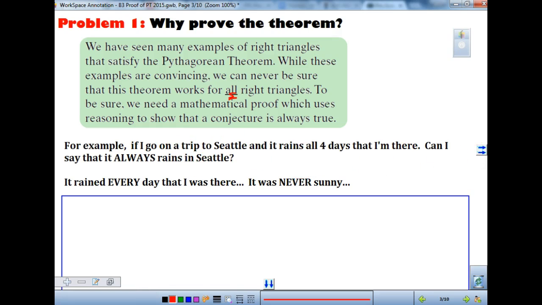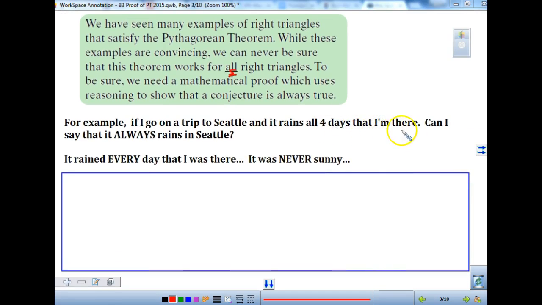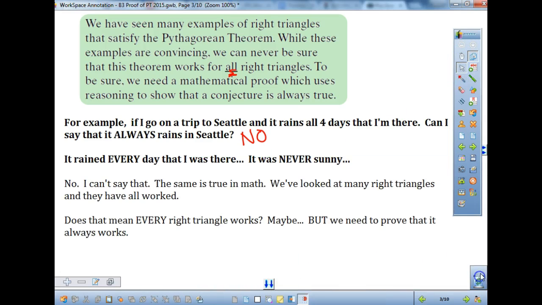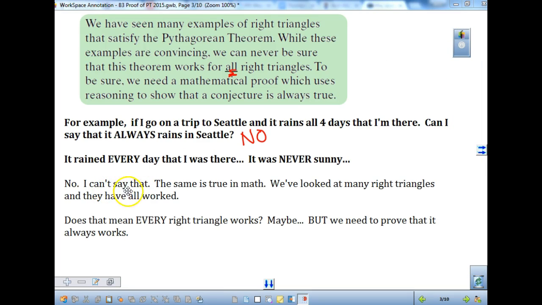For example, if we go on a trip to Seattle and it rains for 4 days that I'm there, can I say that it always rains in Seattle? We should say no, we don't think so. And it rained every day that I was there. It was never sunny. This is what I want you to write down in your notes. We cannot say that since it rained every day, it'll never be sunny. The same is true in math.